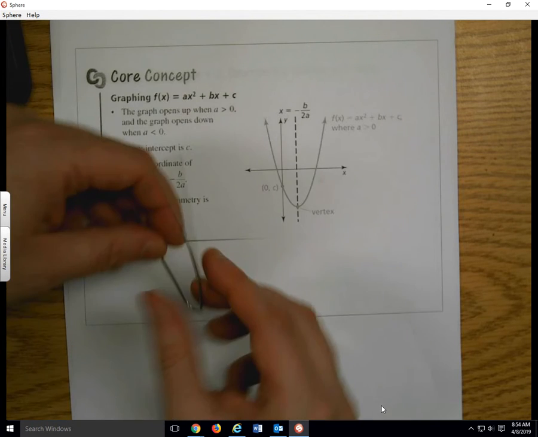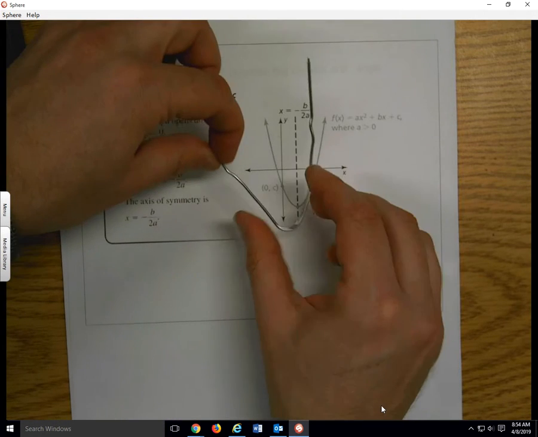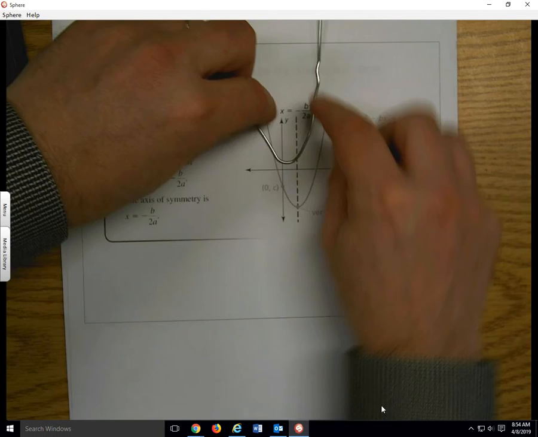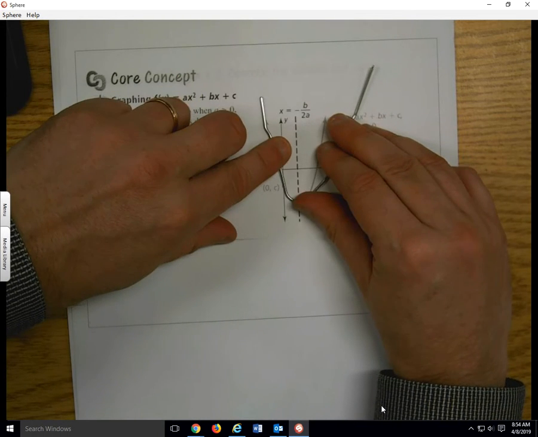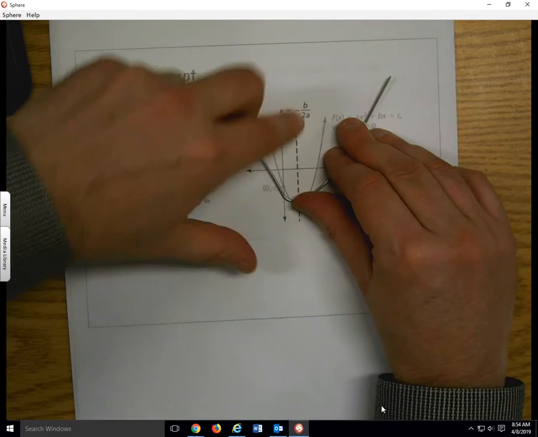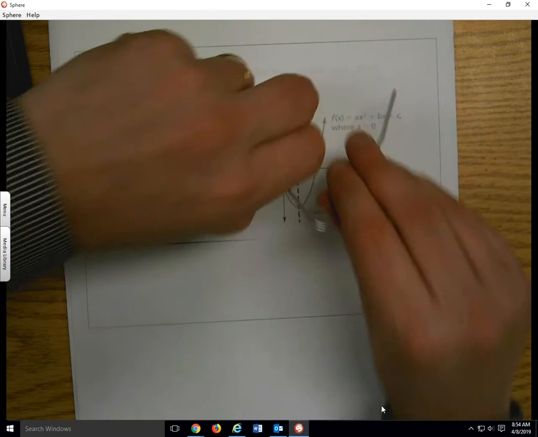We said if the a is between 0 and 1, that it does the opposite. Instead of stretching, it shrinks away, opens up wider from this vertical line. It's getting away from it. And we talked about some other things.